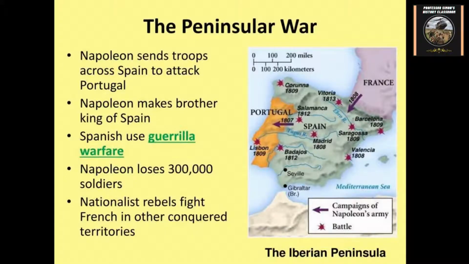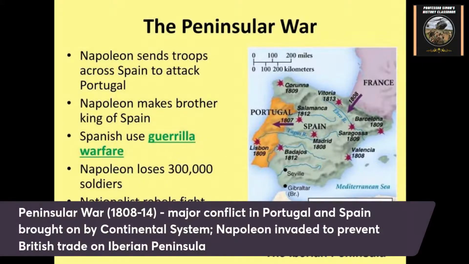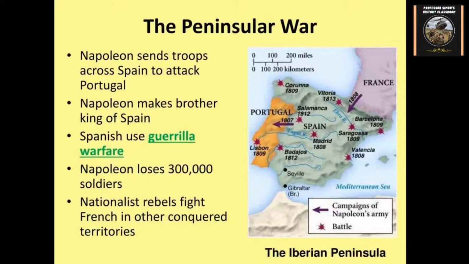The other big conflict, of course, was the Peninsular War, which was this guerrilla war that broke out around 1808, when it became apparent that Portugal, and I think also Spain later, was trying to trade with the British, and they were violating the Continental System. And so Napoleon invaded Spain mostly to get to Portugal, but it caused a big war to break out on the Iberian Peninsula, which became known as the Peninsular War, which would last for five or six years until 1814.